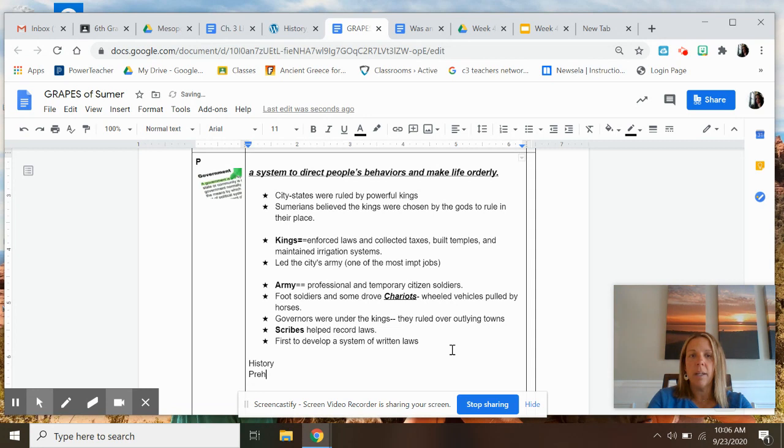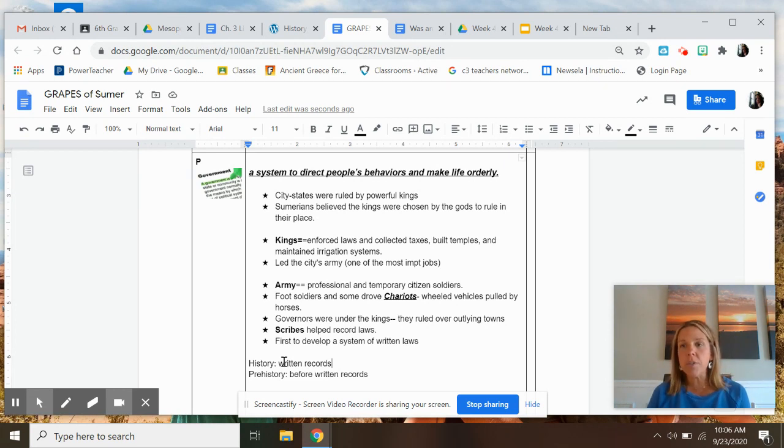Something that we want to take a look at here is the word history versus prehistory. I'm just going to add these in because this is important. Prehistory means before written records, and history is just written records. Anytime we're talking about prehistoric people, we're talking about before there was written record of those people.